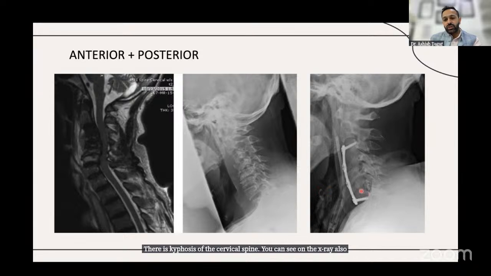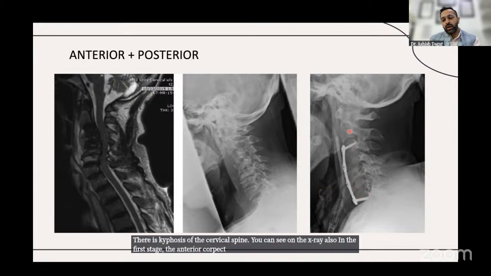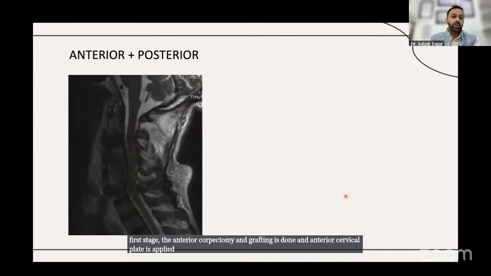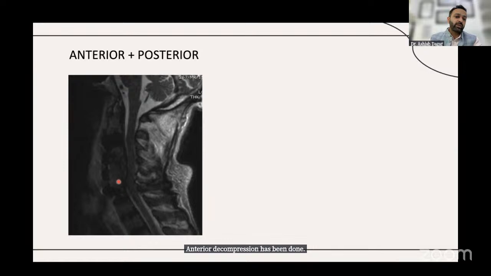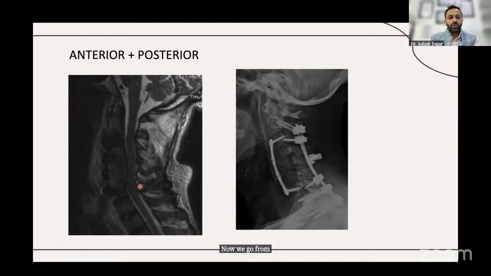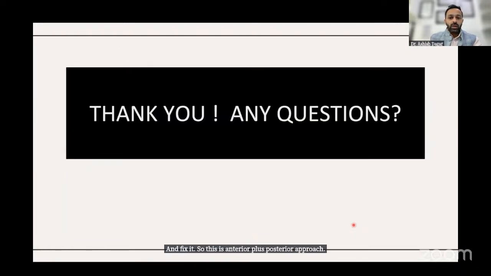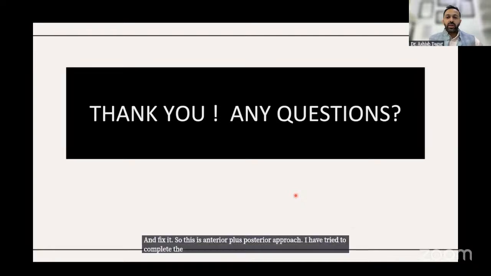In the first stage, the anterior corpectomy and grafting is done, and a cage and an anterior cervical plate are applied. Post first stage, you can see the status of MRI. Anterior decompression has been done. The curvature of the spine is restored. Now we go from the back, cut this portion out, do laminectomy and fix it. So this is the anterior plus posterior approach. I have tried to complete the topic as briefly as I could. And if you have any doubts, you can ask me questions now.